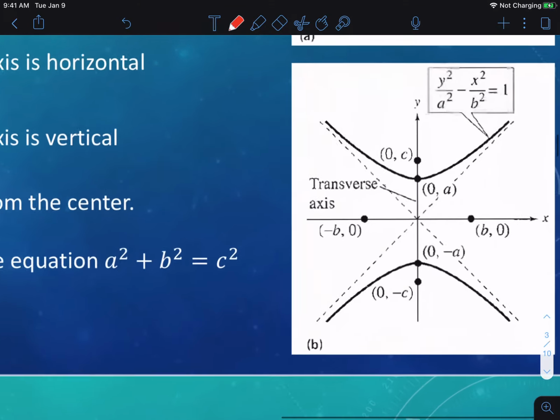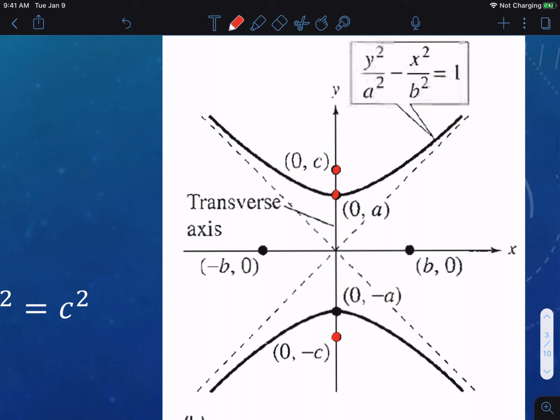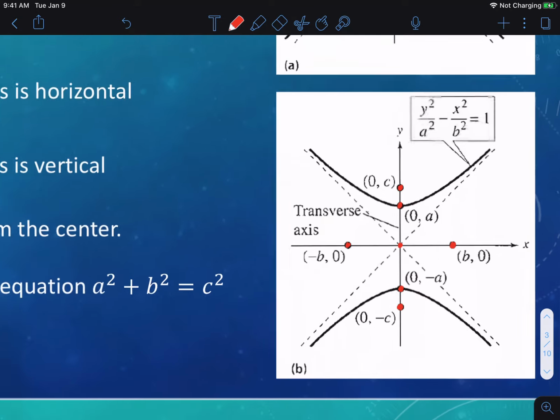Similarly, if we have a vertical transverse axis, then our hyperbola looks like this. Notice c is the distance from the center up to (0, c) and down to (0, -c). Those are the focal points. The vertices are on the transverse axis at the hyperbola, and we have the center here right at the origin. And then there's our distance b again on a perpendicular that passes through the center.